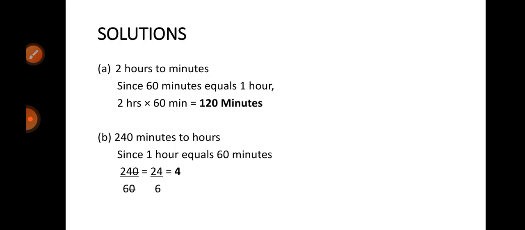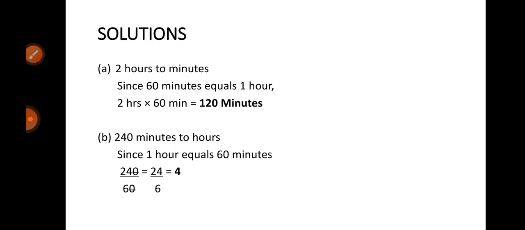The first says 2 hours to minutes. How do we convert 2 hours to minutes? We say, okay, since 60 minutes equals 1 hour, 2 hours times 60 gives us 120 minutes. That is how to convert 2 hours to minutes, because hour is big, minutes is small. So the minute carries the bigger number, and you multiply by the number of minutes that make 1 hour. It will give you the time in minutes.